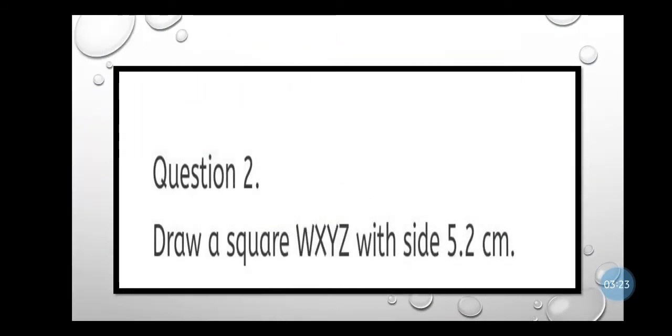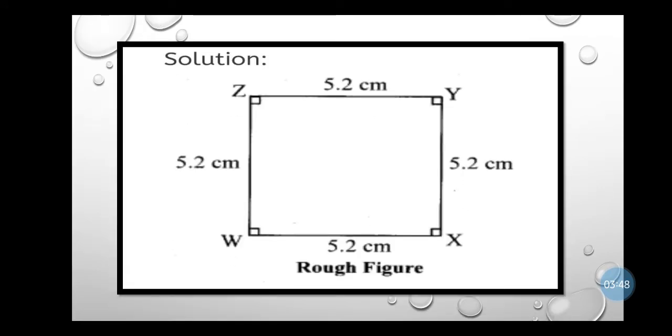Question 2. Draw a square WXYZ with side 5.2 cm. We know that all sides of square are congruent. So we are provided with one side, so obviously all the other sides will be 5.2 cm. So the first and foremost thing, we will be drawing a rough diagram. This is the rough figure.